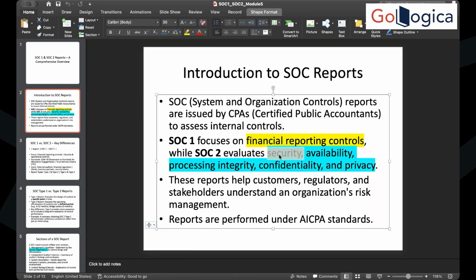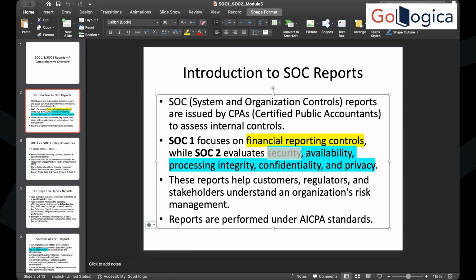For example, security has somewhere around 80, 90, 100 controls. Availability would have 20, 30 controls. Privacy would have 10, 15 controls. Confidentiality would again have 10, 15 controls. Integrity would have somewhere around 5, 10 controls. So depending on your company's requirement and your company's business, we pick; security is there by default.